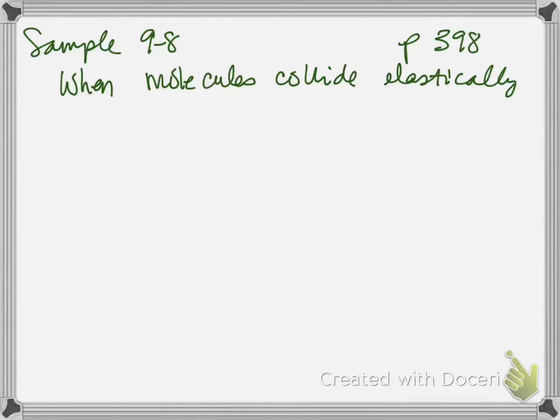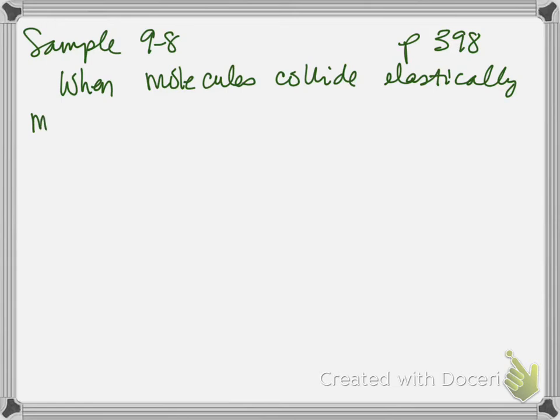This is sample 9-8, when molecules collide elastically, on page 398. So this involves some formulas that I'm not entirely sure if you'll need to be able to derive for the AP exam. I'll be looking into that for you guys. But for right now, we have in air at room temperature, a typical oxygen molecule moves at about 500 meters per second. The mass of an O2 molecule is 32 u, where u equals 1 atomic mass unit.